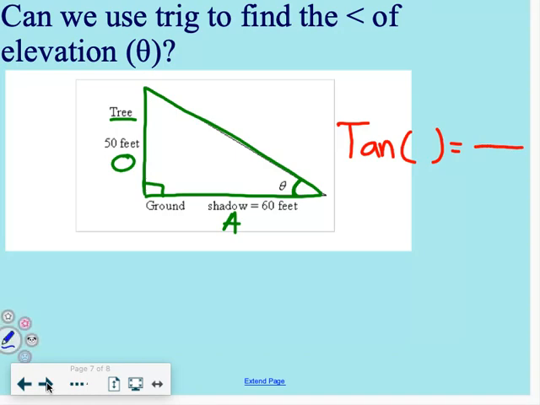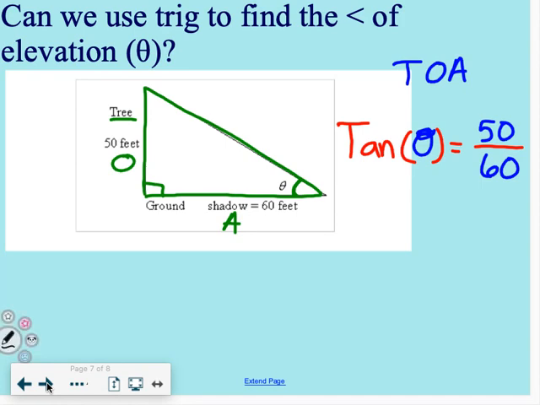So now we start plugging in our information. What's different about this one? We don't know theta here. Tangent of theta is equal to our opposite side over our adjacent side. Again, one more review, SOHCAHTOA, opposite over adjacent. So now we have to remember, how do we solve one like this if we do not know the angle?